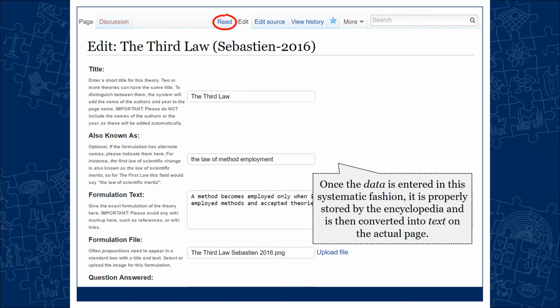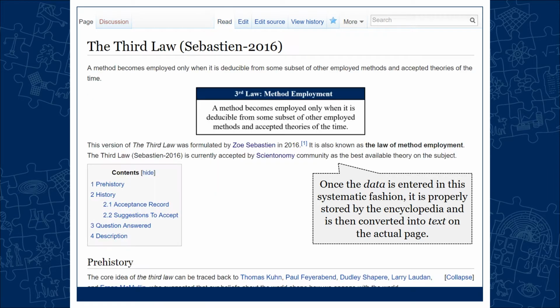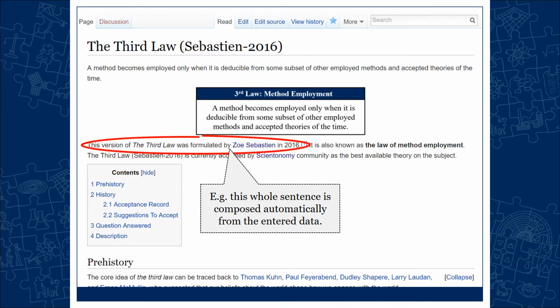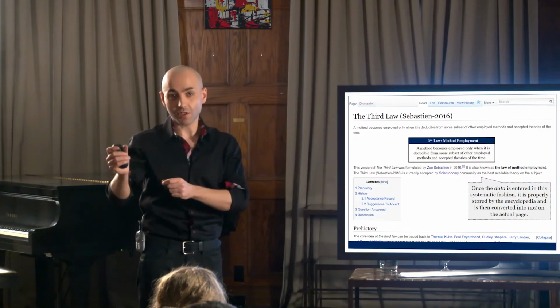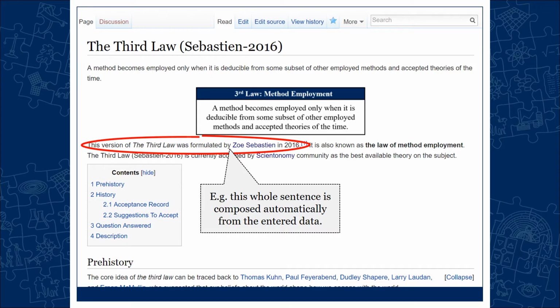So let's go back to the actual page the way the users see it. So this is your actual page. Focus your attention on this sentence here. It says, the version of the third law was formulated by Zoe Sebastian in 2016, and it gives you a nice reference there. The whole sentence was composed automatically from the data that we entered. We didn't write this sentence manually. We just told the system that Zoe is the author, the year of formulation 2016, and we gave the source. Everything else was composed automatically.